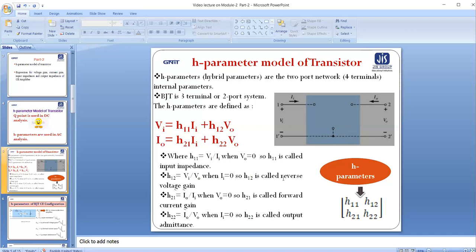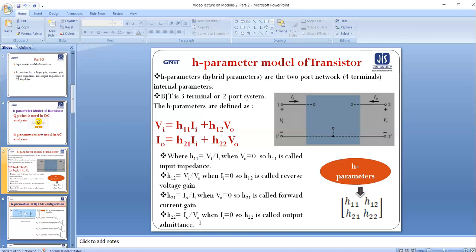In case of H22, if you are looking at the H22 expression, it is equal to I naught by V naught. We know that current versus voltage is called the admittance, and the current as well as the voltage are both the output. So this H22 is called the output admittance.